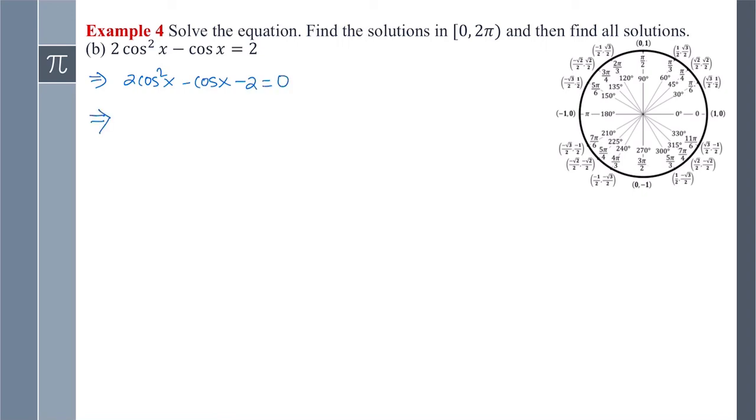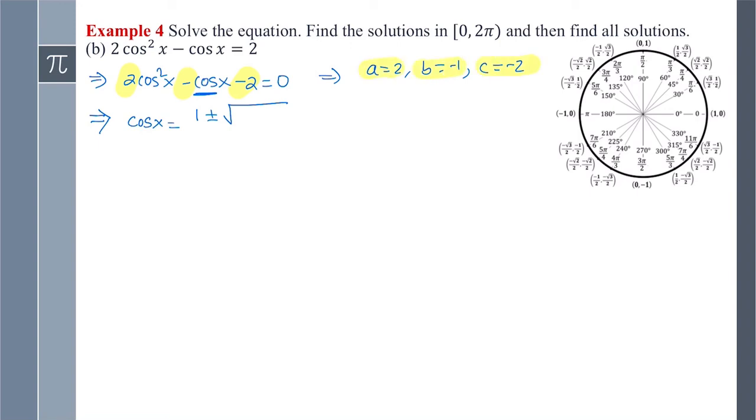Now we cannot factor this, so we have to use the quadratic formula. So cosine x equals negative b, and since the coefficient of cosine is -1, negative b means it's 1, plus or minus the square root. So here a is 2, b is -1, and c is -2.